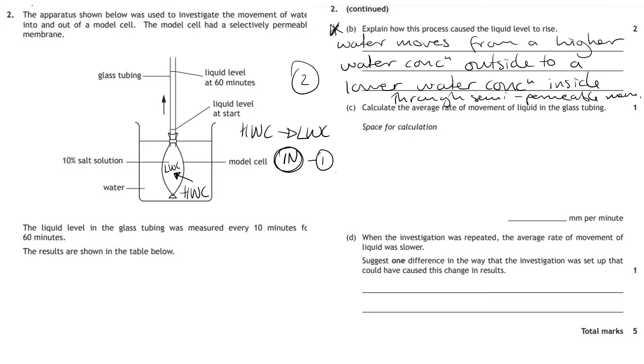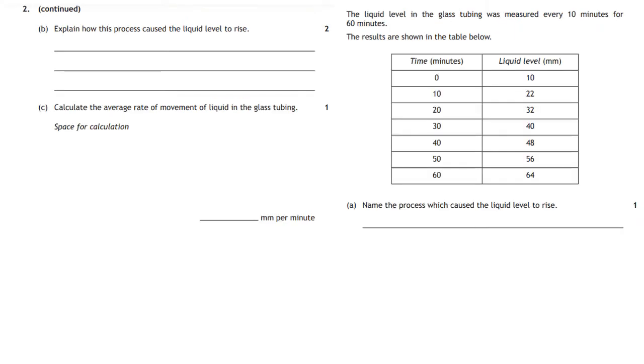Now let's look at the next question. So C, calculate the average rate of movement of liquid in the gas tubing, right? And what it's saying down here is that it wants it in millimeters per minute, okay? So what we've got to think about is our results. So we've got to get our wee table of results up. Okay, so here's my table of results here. And remember, we're looking for millimetres per minute.